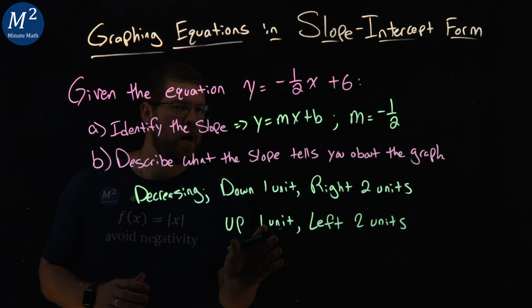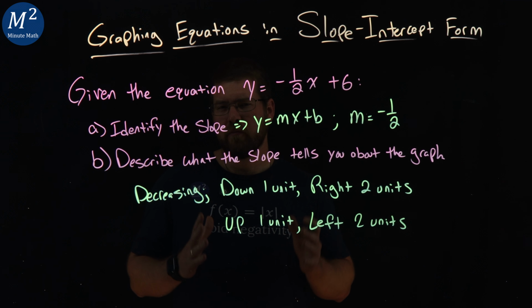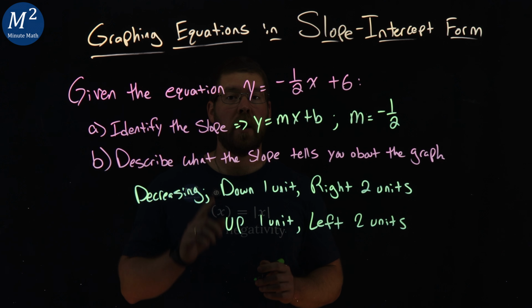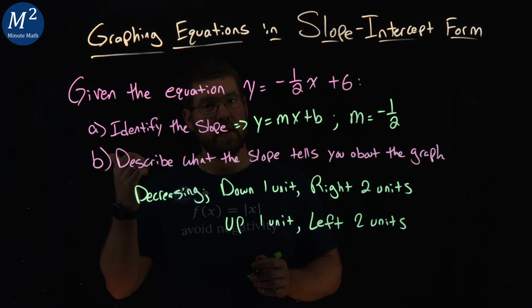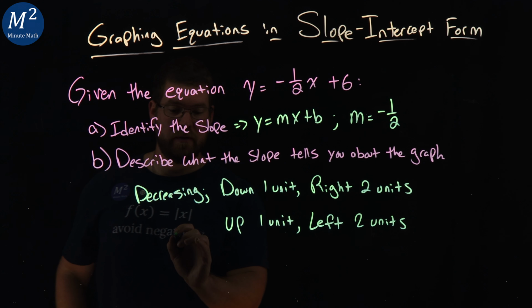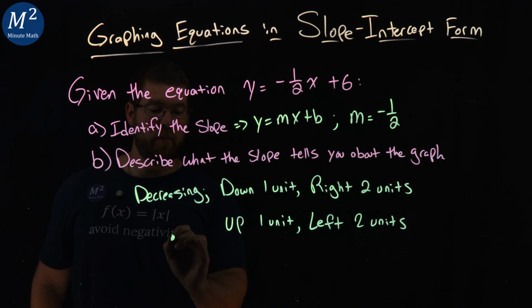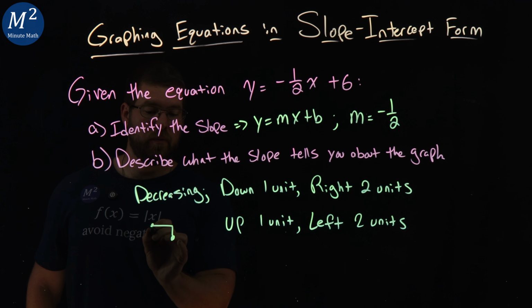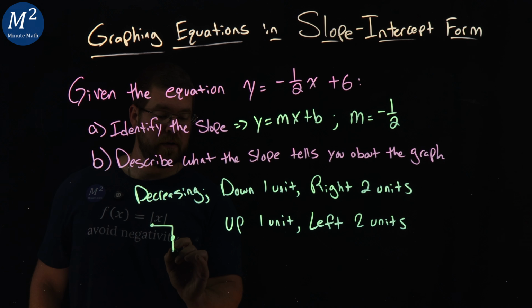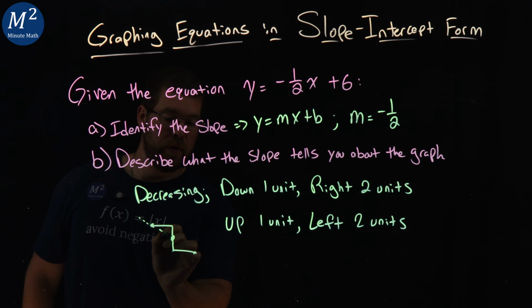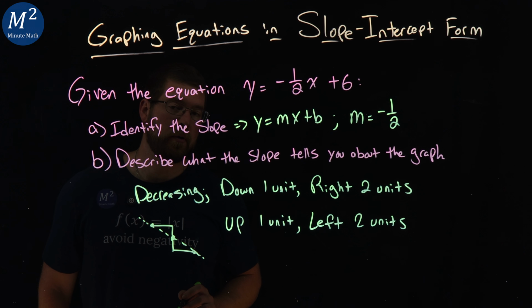Now, this one's a little more odd to talk about, right? We usually don't write it that way, but it is really the same thing. If we go up 1 unit to the left 2 units, it's the same as going down. If we think about it, here's our point. We go up 1 to the left 2 units, new point here, same as going down 1 to the right 2 units. We'd have the same slope, okay?